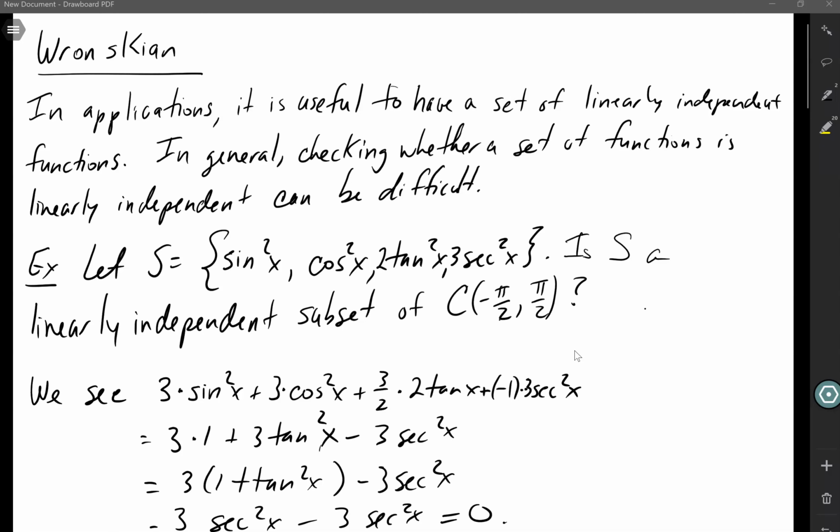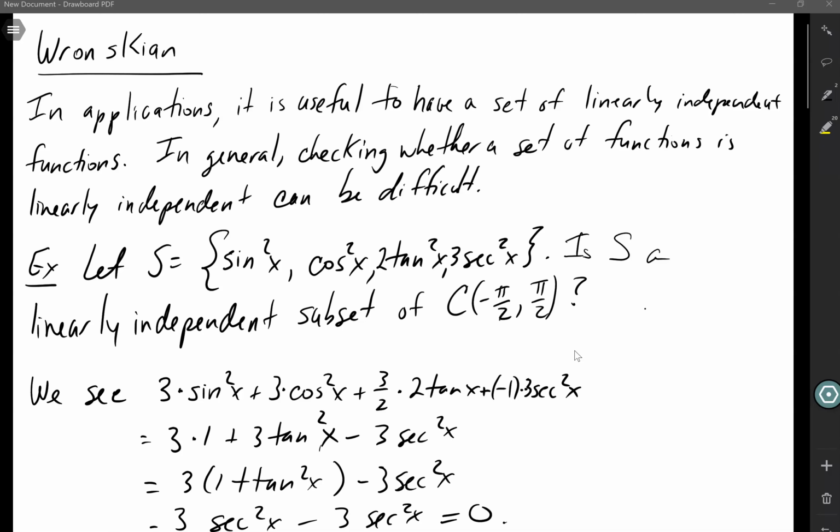So anyway, let's talk about the Wronskian of a set of functions. In applications, and by applications I mean differential equations, it's useful to have a set of linearly independent functions. We've talked about this a little bit in class. One of the fundamental principles of being able to solve differential equations is to find a set of linearly independent solutions that is enough of them to span the entire solution space, so that you can write any solution as a linear combination of those linearly independent vectors, in this case functions.